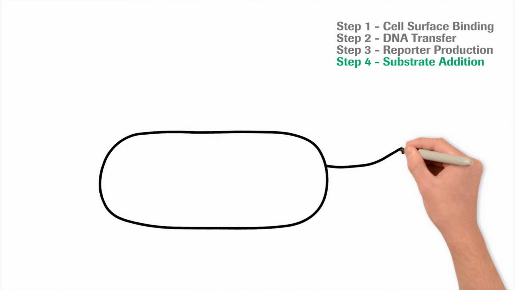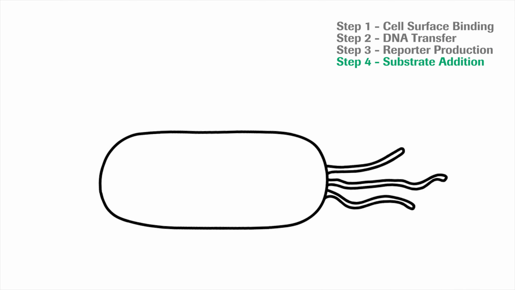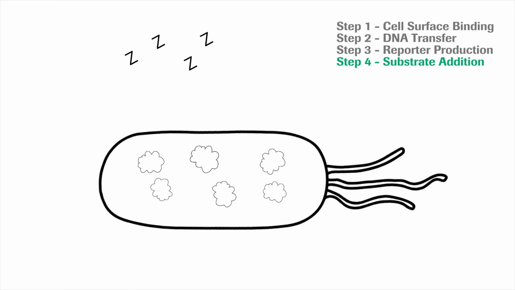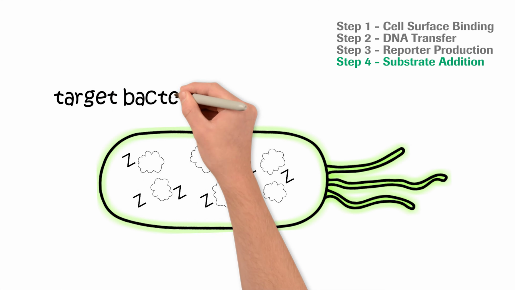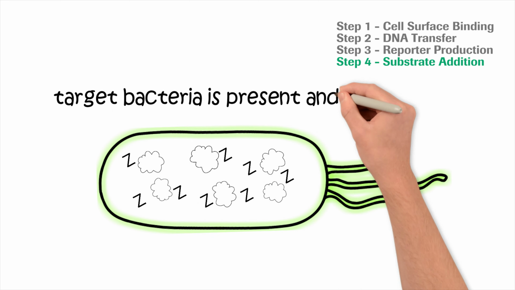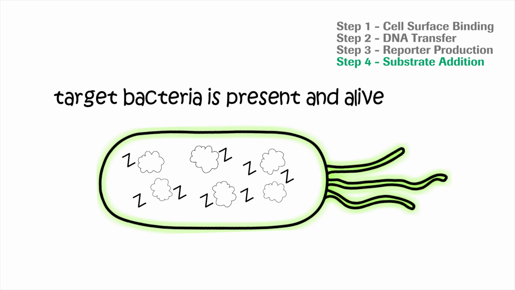Step 4. Substrate addition. Following a period of time allowing for LuxAB transcription and translation, bacterial luciferase accumulates in the target bacterium and will produce light when the appropriate substrate is added. When added to an assay, bacterial luciferase substrates penetrate the bacterial cell wall and react with enzymes, resulting in the production of light. This light production signals that the target bacteria is both present and alive.